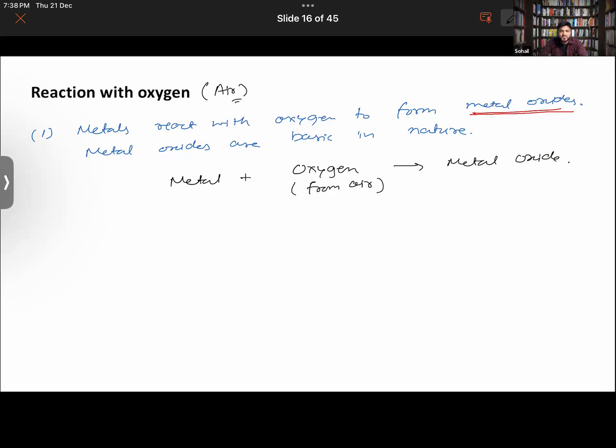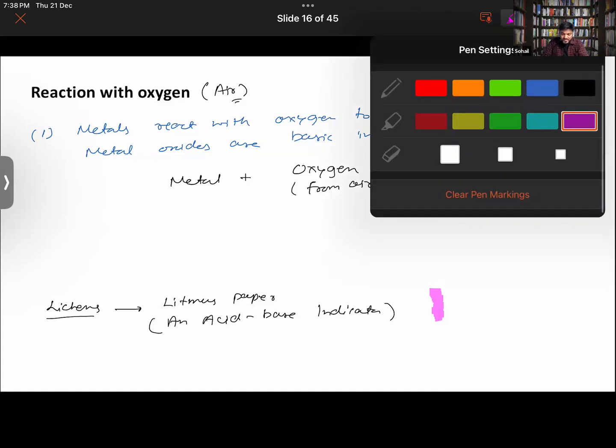You must have studied about litmus paper also. In nature, you have lichens, and using the lichens we make litmus paper. Litmus paper is basically an acid-base indicator. Using litmus paper, you can say whether a given solution is acidic or basic in nature. It comes in two colors, red and blue.